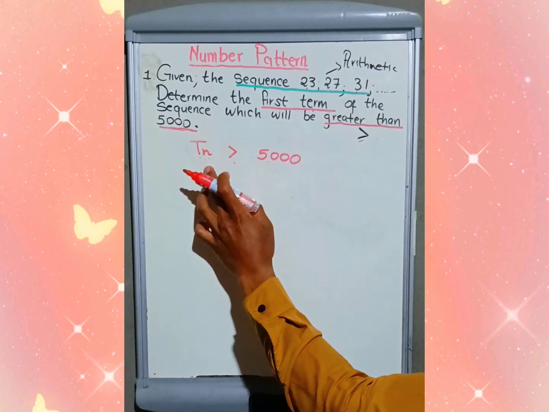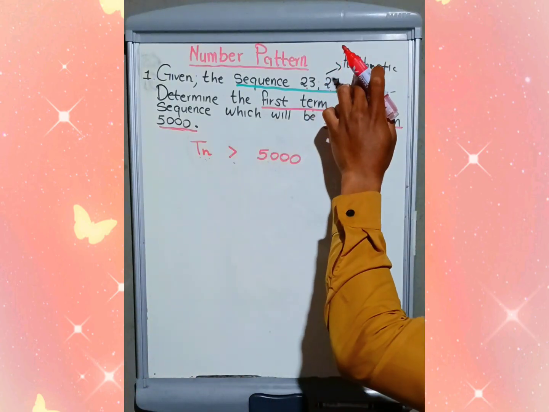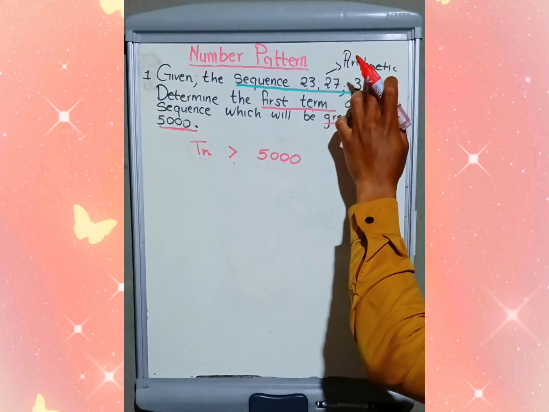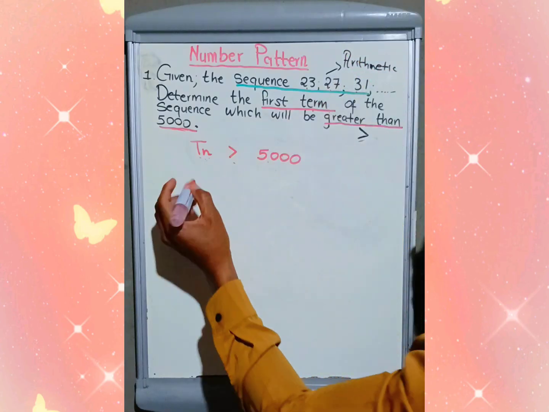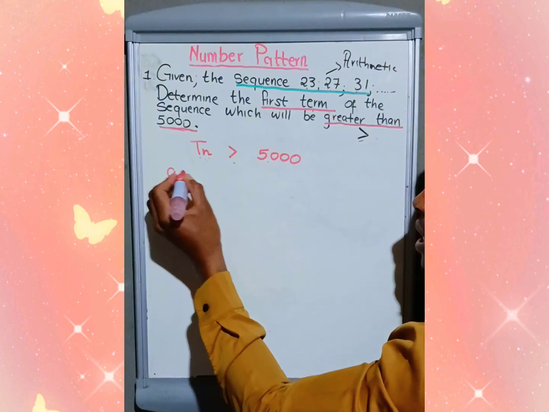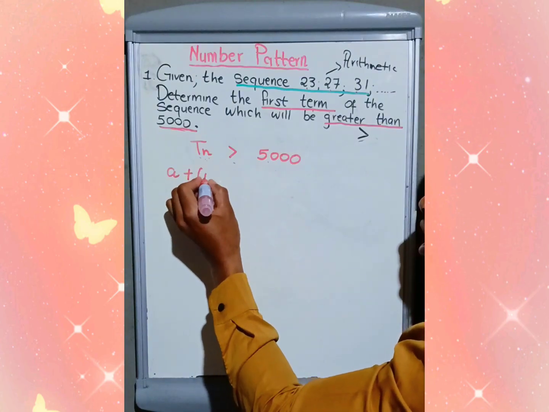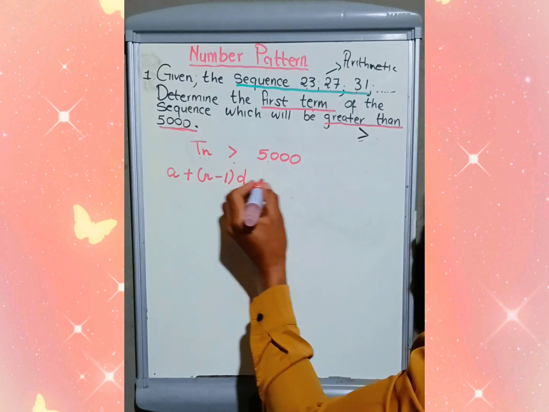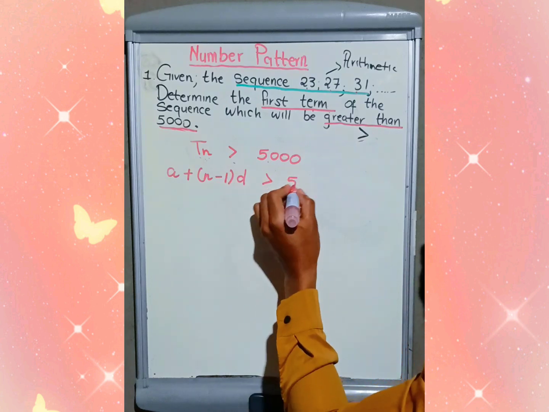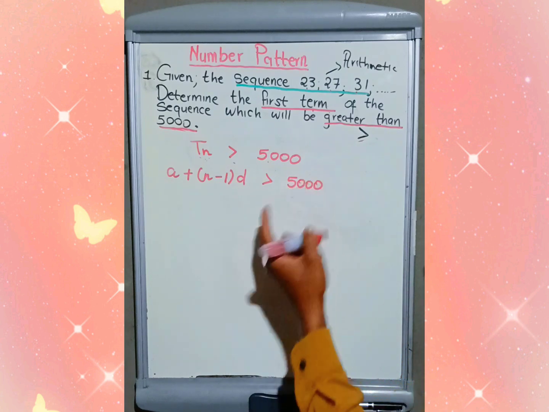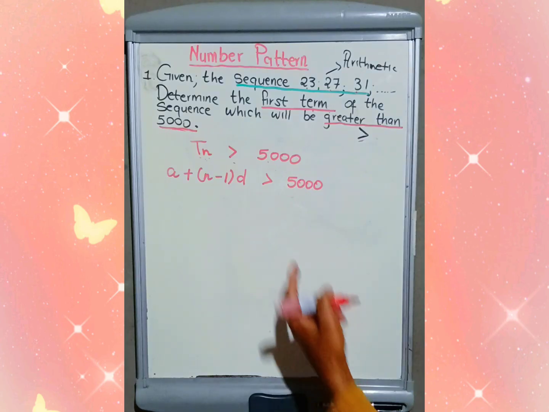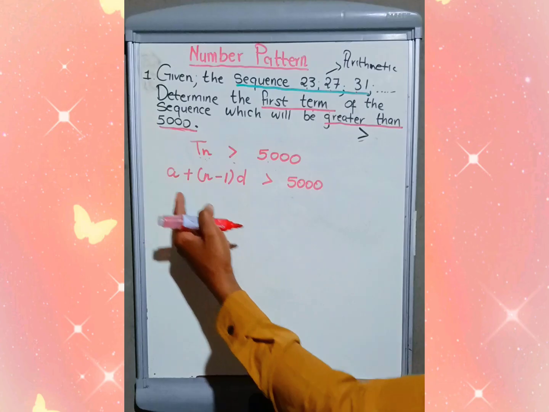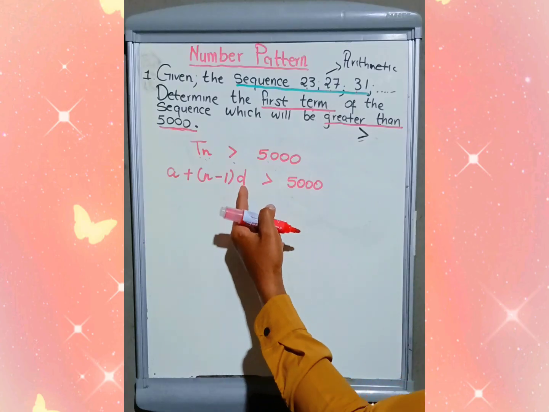What is Tn? Tn is the nth term of the arithmetic sequence. What is the nth term of the arithmetic sequence? It's very simple. It is a plus n minus 1 times d, which is greater than 5,000. Do you see that? We seem to have three unknown variables: the value of a, the value of n, and the value of d.